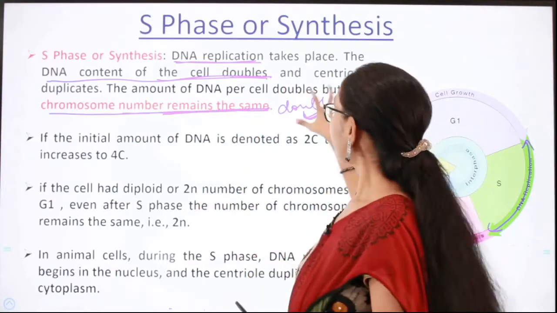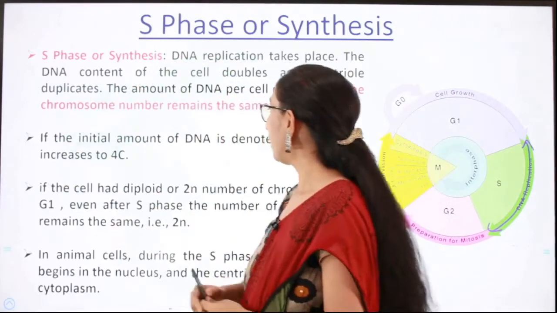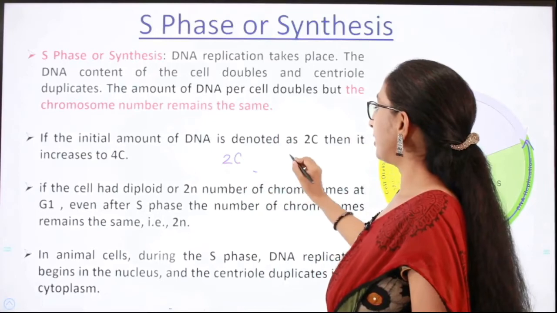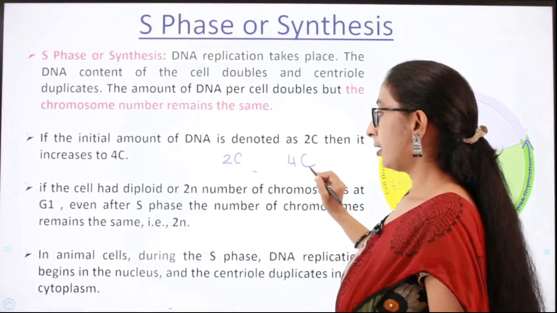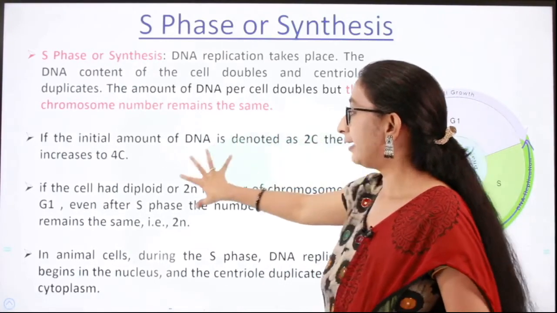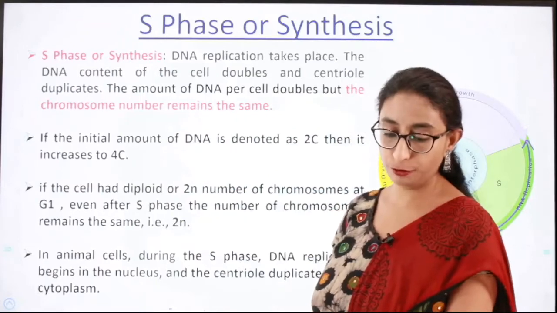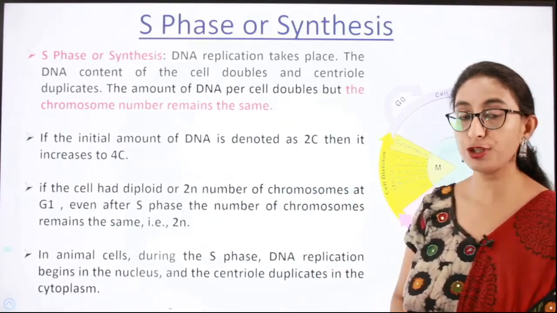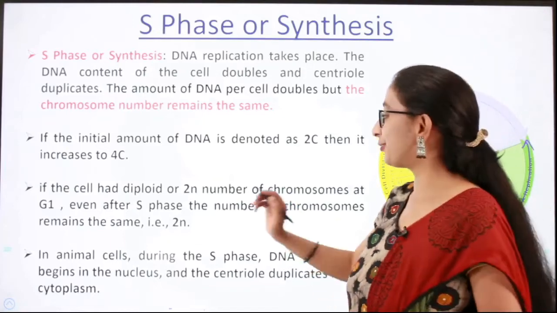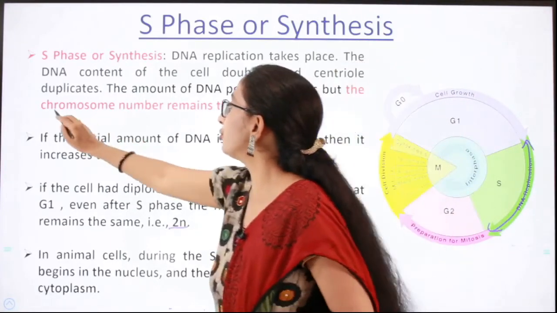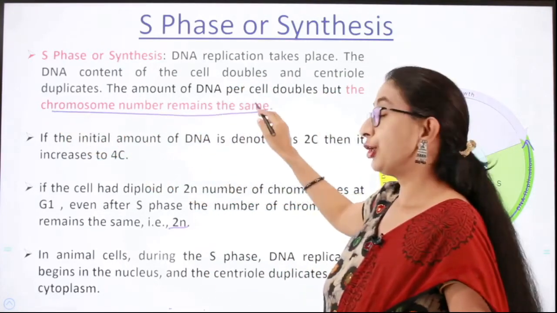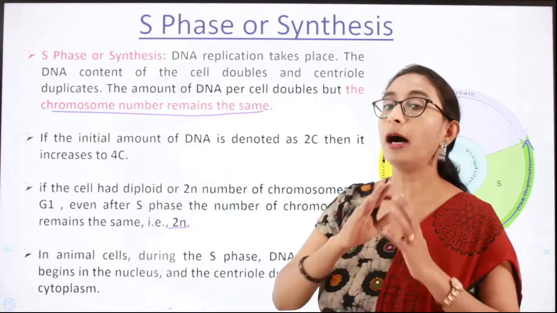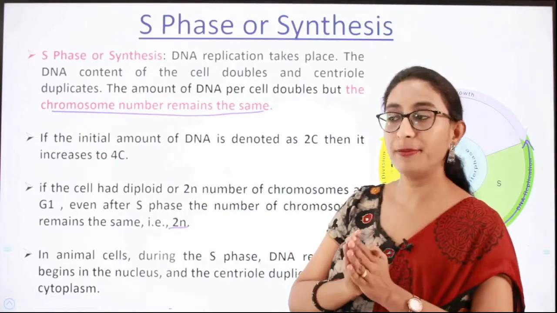Okay, fine. So if the initial amount of DNA is 2C, after the S phase it will become 4C. If the cell had diploid or 2n number of chromosomes at G1, even after S phase the number of chromosomes still remains 2n. This is what I told you. The chromosome number does not change. Only the quantity of DNA becomes double. However, the chromosome number still remains the same.